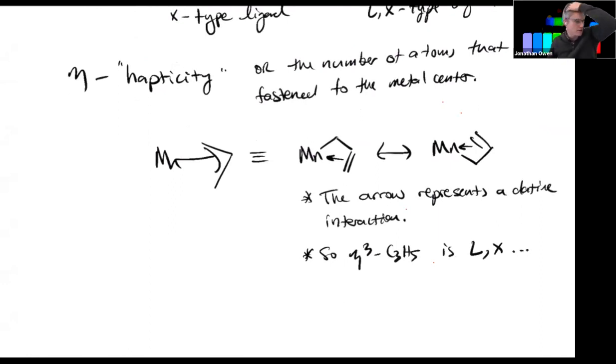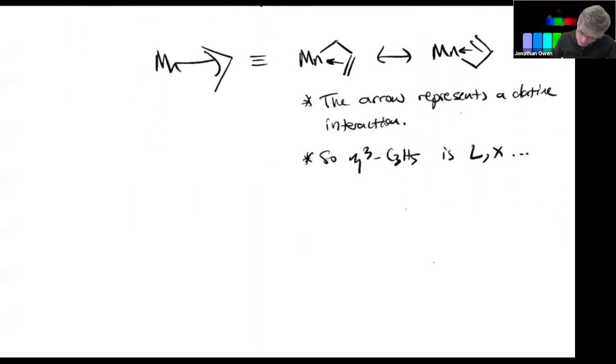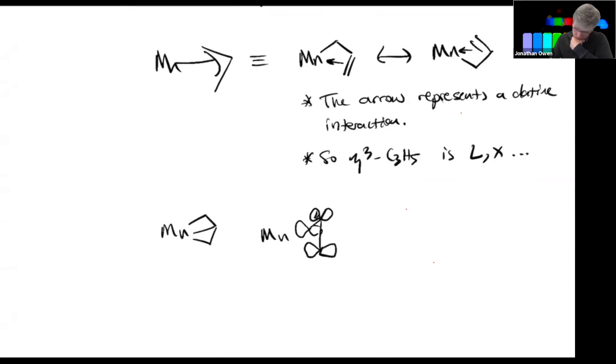Okay, so you can think about allyl as an LX, but you can also think about it kind of like that. An allyl fragment is like a little tiny conjugated system, and you can think about the manganese overlapping with all 3 p orbitals. And in this sense, you can say that C3H5 is X3, if you make 3 normal covalent bonds.